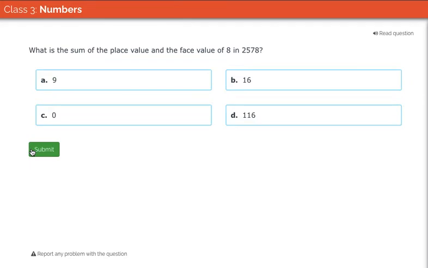Excellent. What is the sum of the place value and the face value of 8 in 2578? So the place value of 8 is 80, plus 8. So 88.